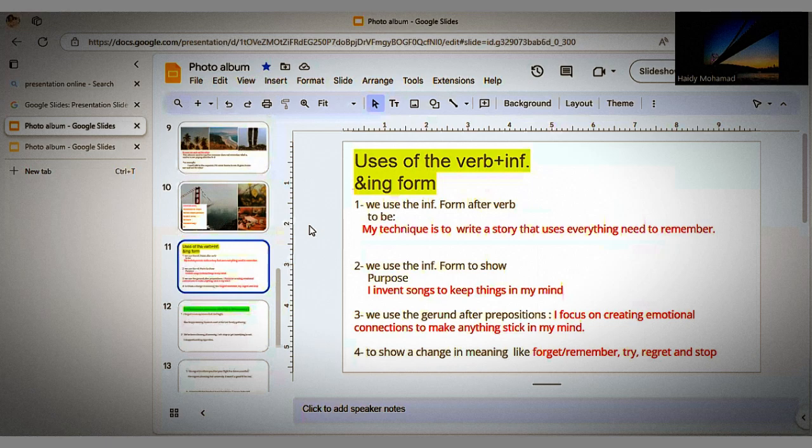Actually, in English the verbs can come in different forms, but for today we will talk about only two forms: the base form, which is to plus the verb in the infinitive form, and the gerund form, which is the verb plus ing form. Okay, we will see the usage. A lot of people actually get confused.